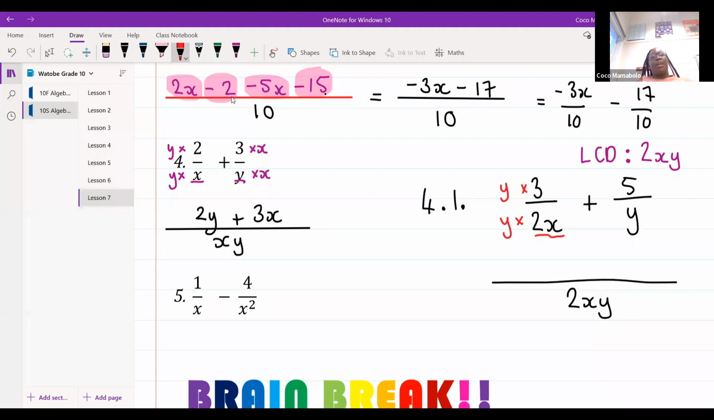top. What about on this side? What did I do to y to make it 2xy? What did I multiply by? I multiplied by not just x, Tebogo, 2x, because there's a 2 in my denominator as well, 2x. And then I multiply the top by 2x.